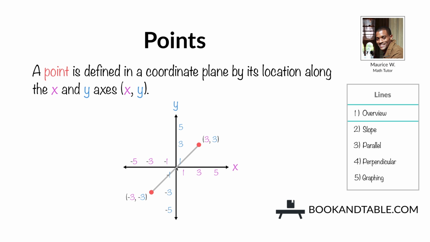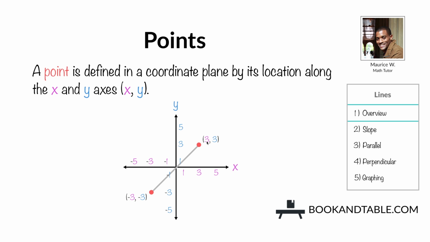Now, a point is defined in a coordinate plane by its location along the x and y axes. And a point is usually given to us as a coordinate. The first number in that coordinate inside our parentheses is the value of the x, and the second value inside the parentheses is the y. And as we see here, they are always separated with a comma. So this point here has a location of 3, 3.